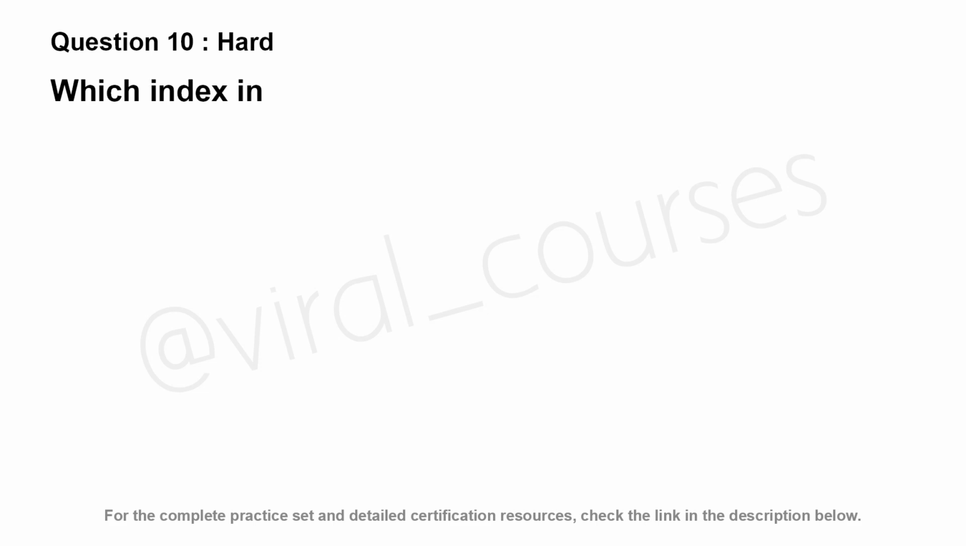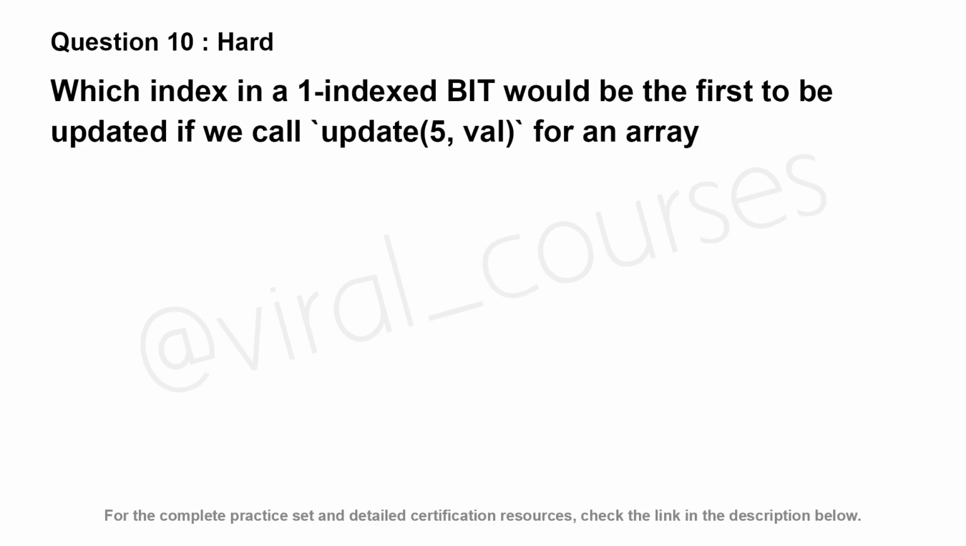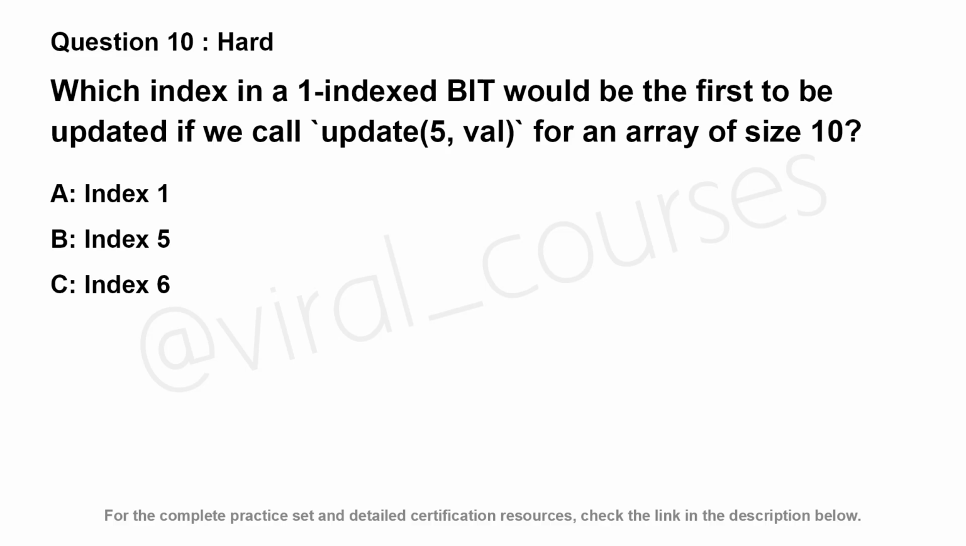Which index in a one-indexed BIT would be the first to be updated if we call update(5, val) for an array of size 10? Option A, index 1. Option B, index 5. Option C, index 6. Option D, index 0.